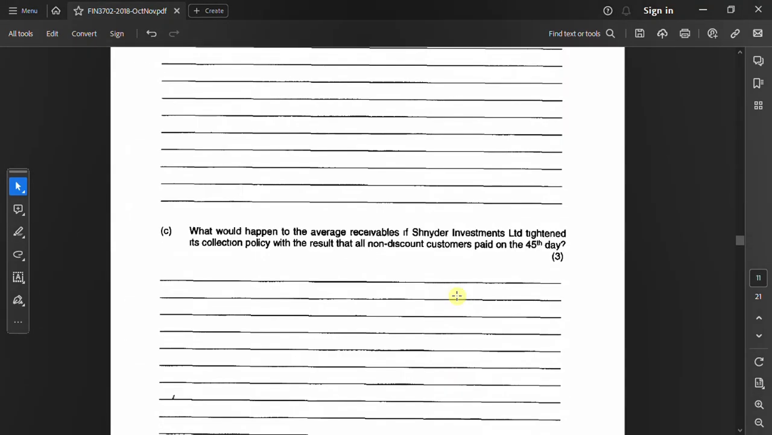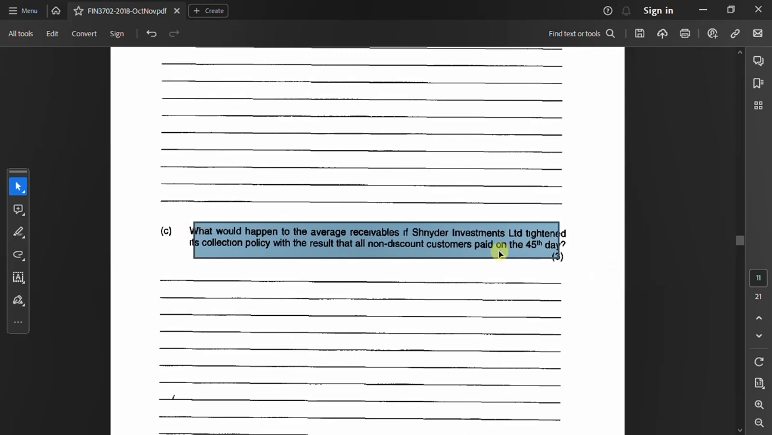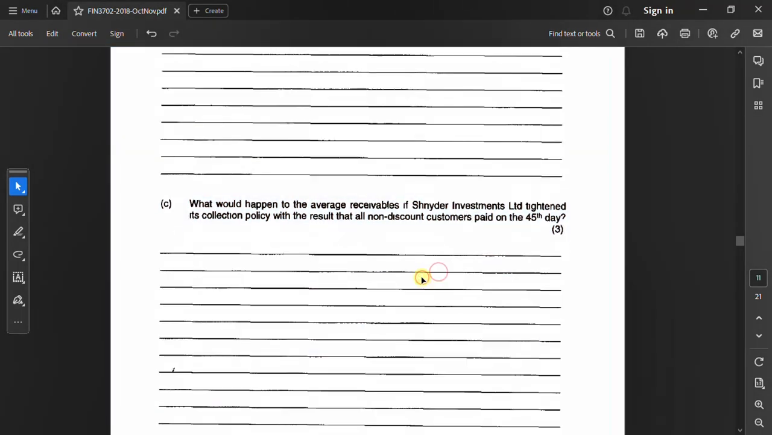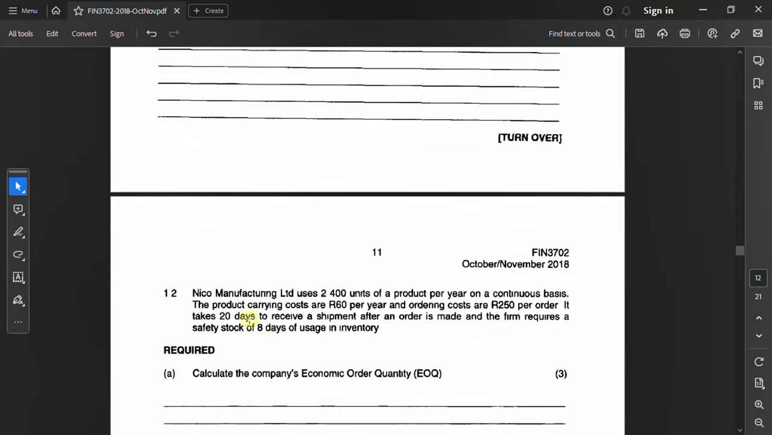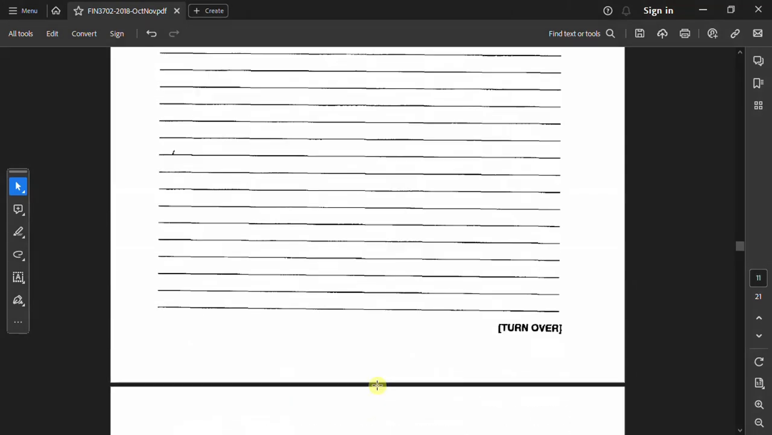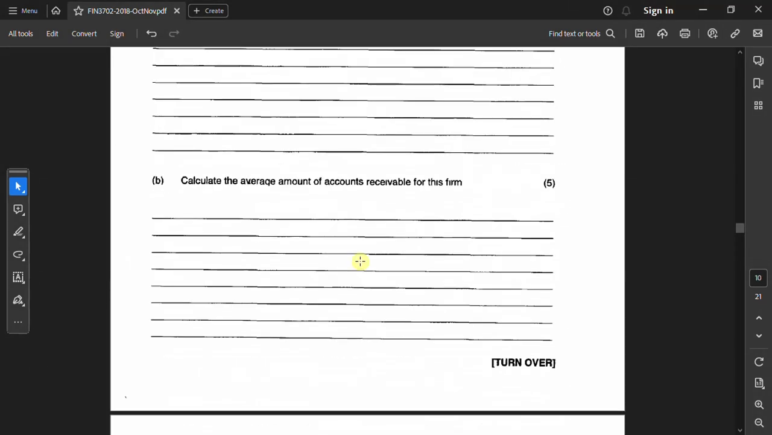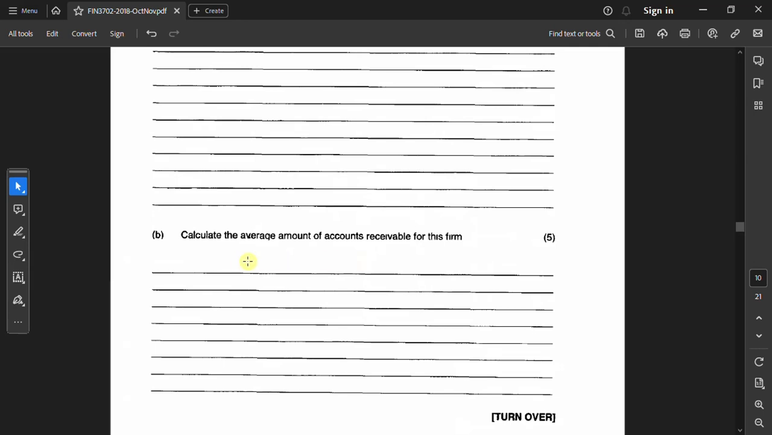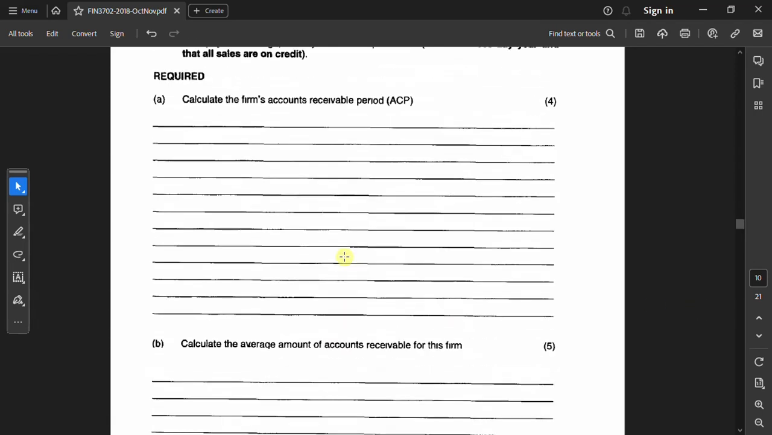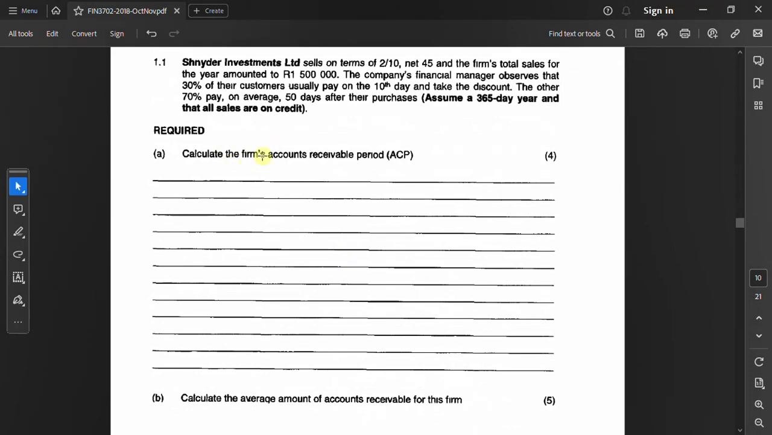I'm just trying to work out the actual amount, not the average amount. Let's read this again. The other 70% pay on average 50 days. On average means not all of them are going to pay. On average, they pay 50 days after their purchases were made.